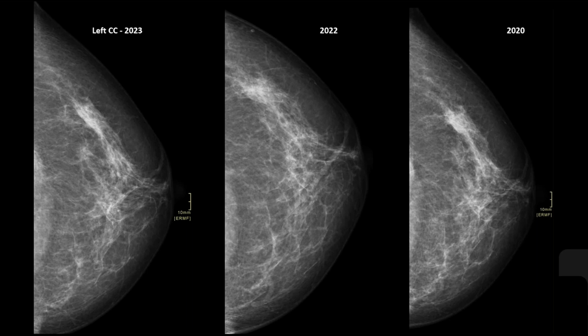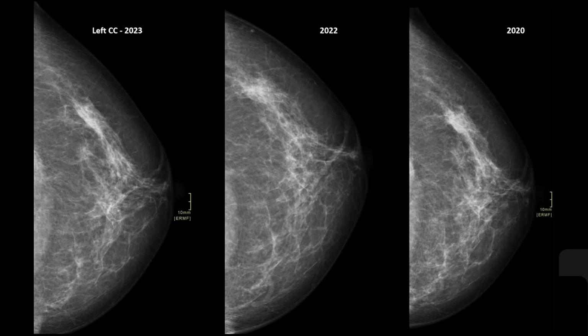Maybe you could hallucinate that you can see it on the 2D. This would be really, really difficult to pick up prospectively. And as you look at the pattern of that breast tissue going back over time, you could argue that it really hasn't changed much. So this was a really subtle finding.